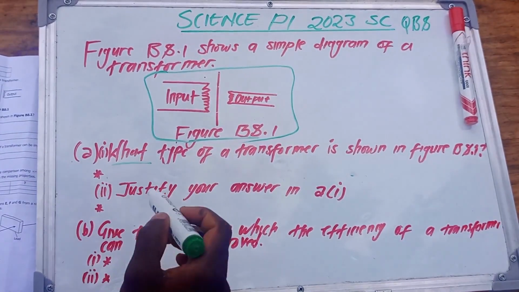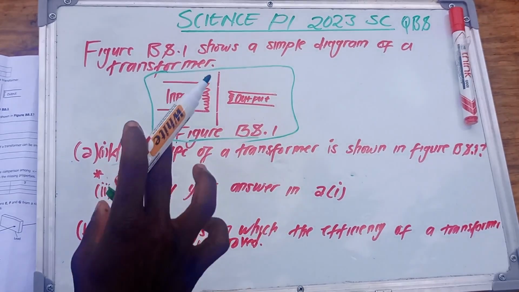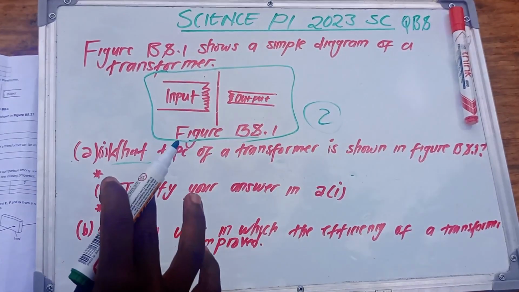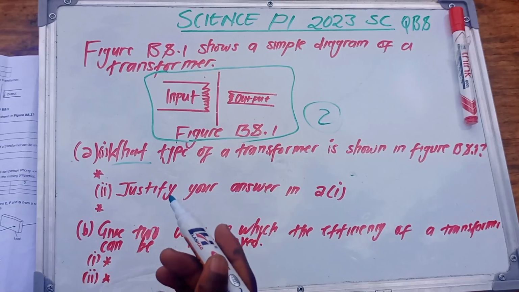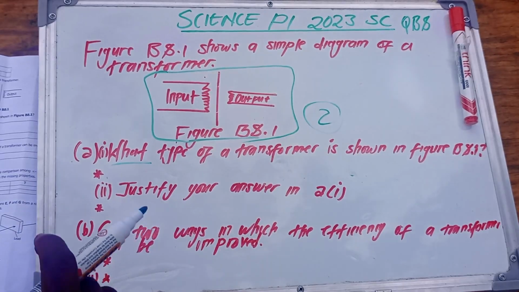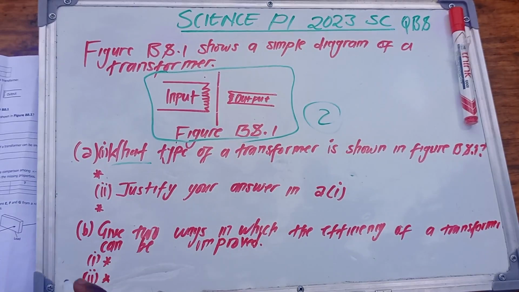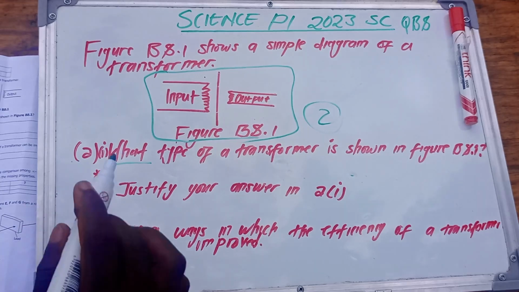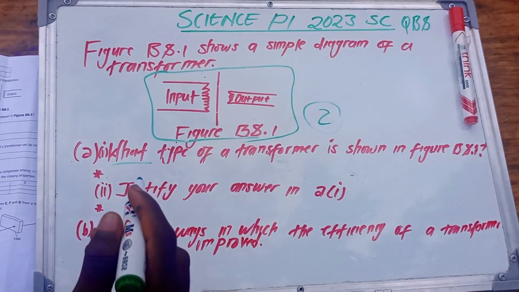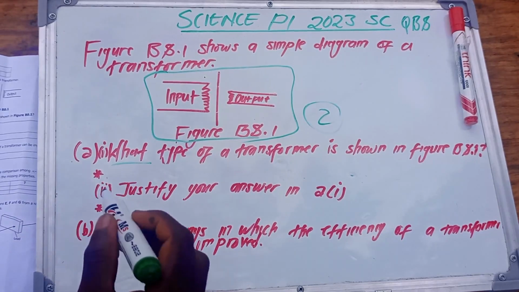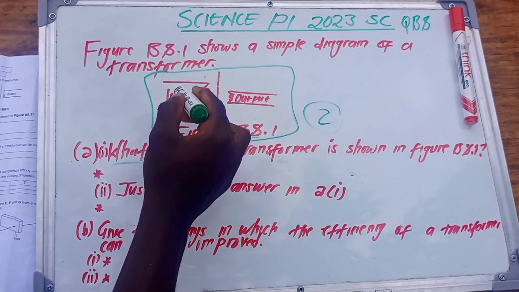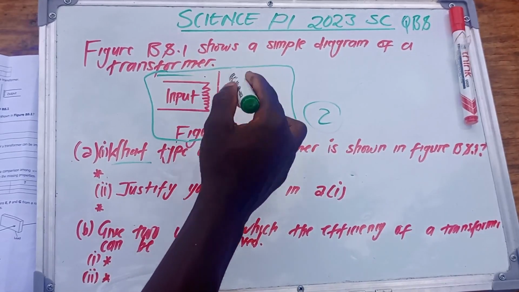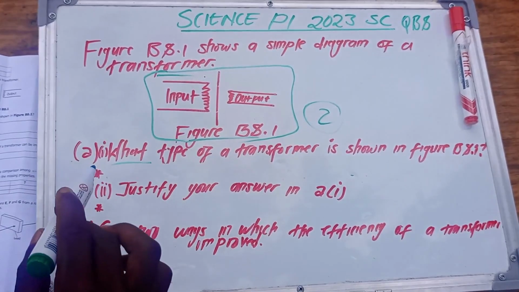Whenever you are told to identify the type of a transformer, remember that we have only two types of transformer. Number one, we have the step down transformer, and the second type is the step up transformer. What is going to show you whether the transformer is step down or step up is the number of turns of coil. As you can see, this part is different from this part. This is crucial in identifying the type of transformer.